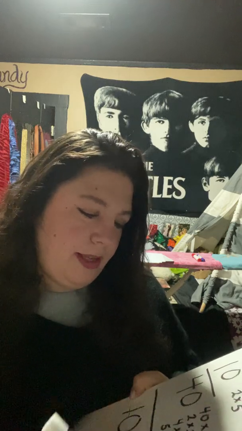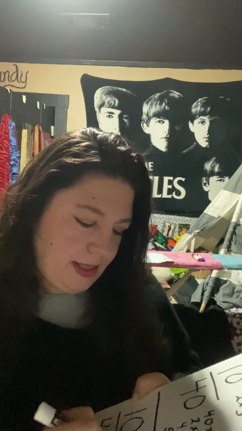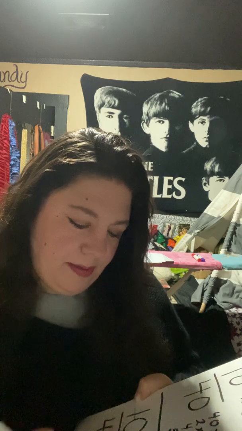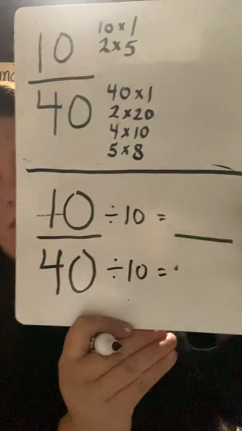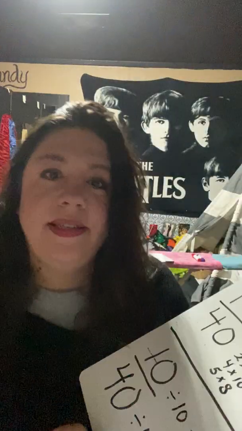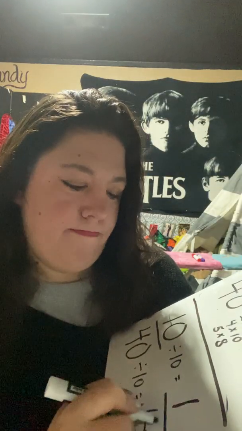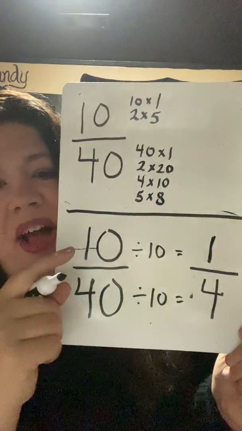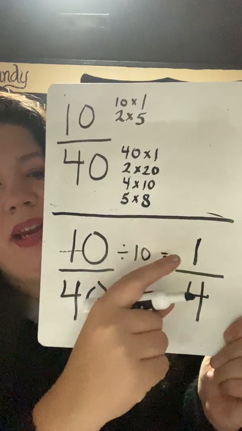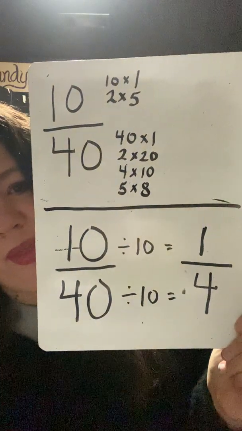That's going to make the simplest form of this fraction. 10 divided by 10 and 40 divided by 10. Ten divided by 10 is 1, because 1 times 10 is 10. And 40 divided by 10 is 4, because 4 times 10 is 40. So to simplify 10/40, it'll simplify down to 1/4.